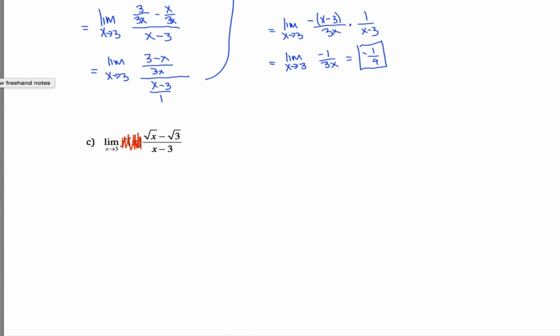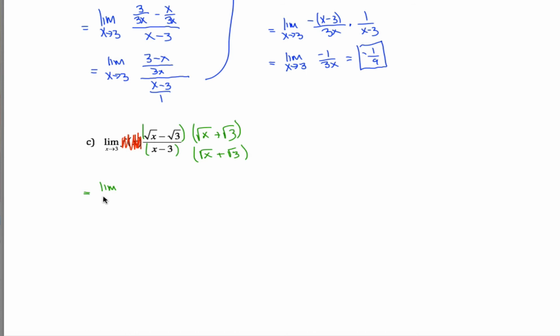When you see the square roots, the trick that we have for these is we're going to multiply by the conjugate of the numerator in this case, wherever the square root is. So I'm going to multiply the top and the bottom by the square root of x plus the square root of 3. Note that since I'm doing this to the top and the bottom of this fraction, I'm not changing the value of this fraction.